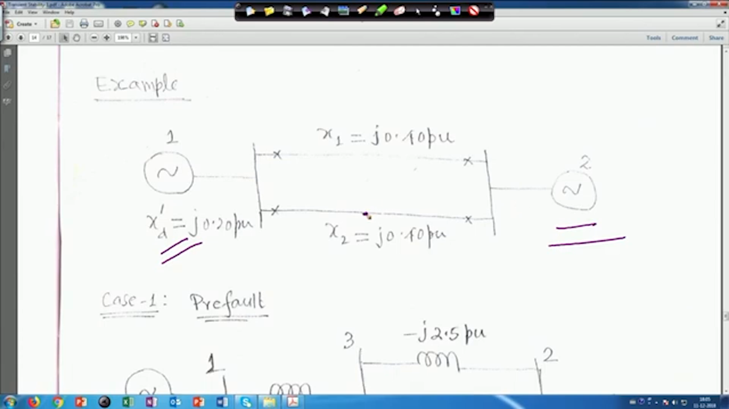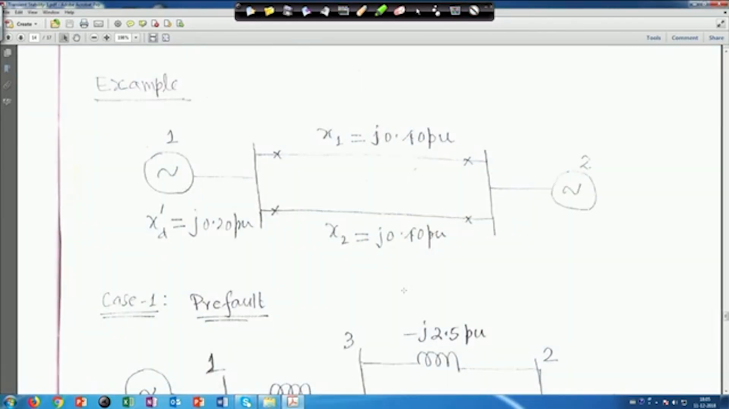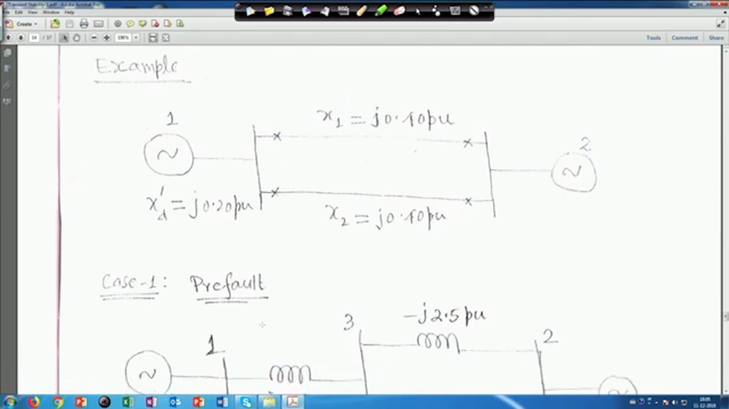Actually a 3 phase fault has occurred in the middle of the line, that we will see later. So we have to find out the reduced admittance matrix. In this case, now the pre-fault case. These reactances are all given in per unit.